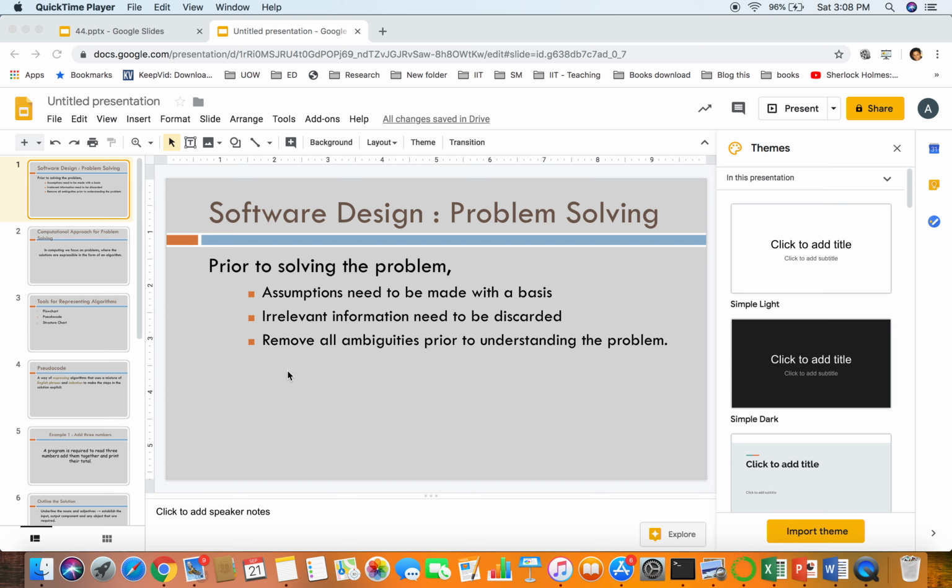So if the information is irrelevant, it is out of the problem, out of the scope, we have to discard it. And remove all ambiguities prior to understanding the problem. So the problem should be crystal clear in order to design the solution. Otherwise, if the problem is not clear, it is not possible to design the solution.